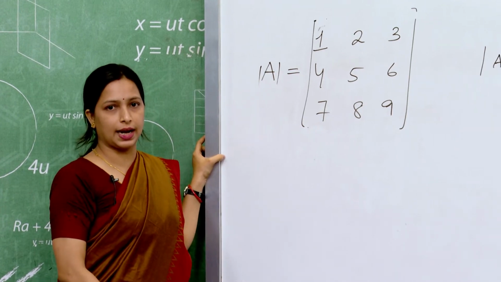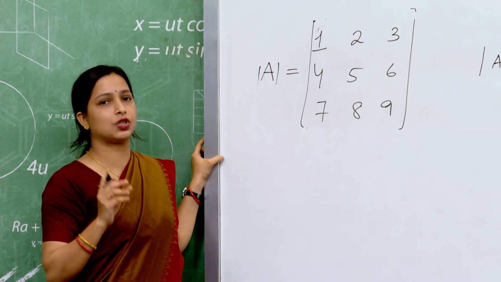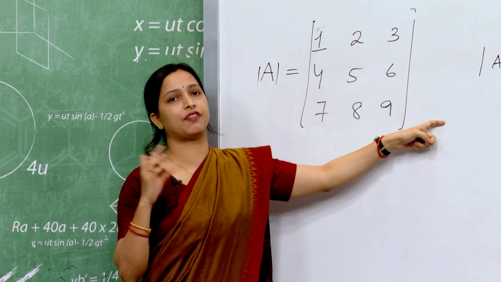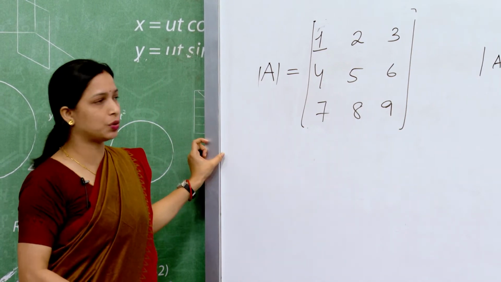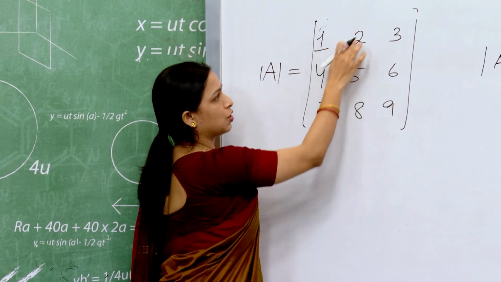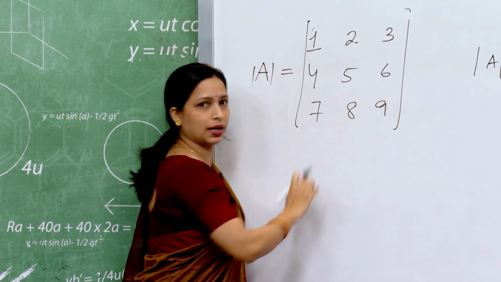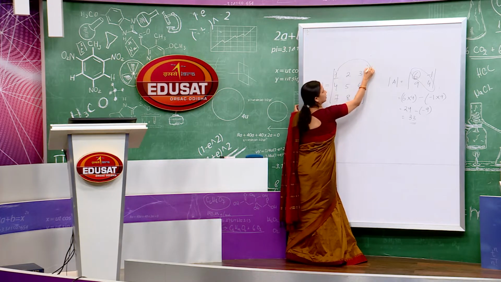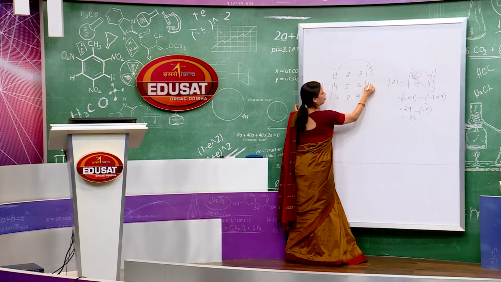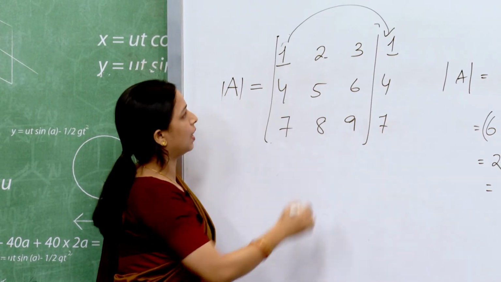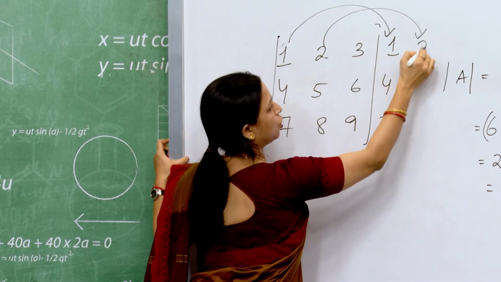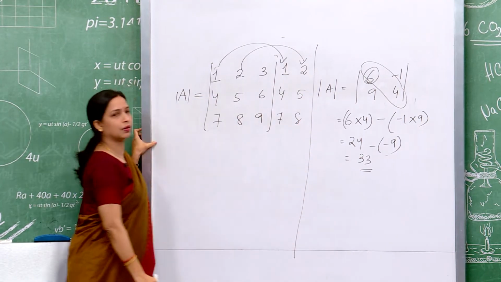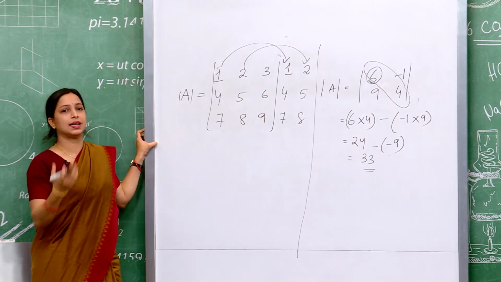As you can see in the slide, repeat the first 2 columns and add them to the determinant to make 5 columns. So here what we do, we repeat the first 2 columns and add them after the third column, right? So we repeat 1, 4, 7, and again we repeat this column, 2, 5 and 8, right? Okay, what is the next step?